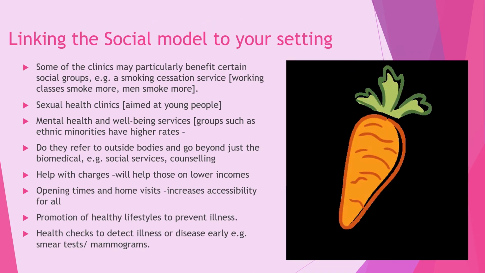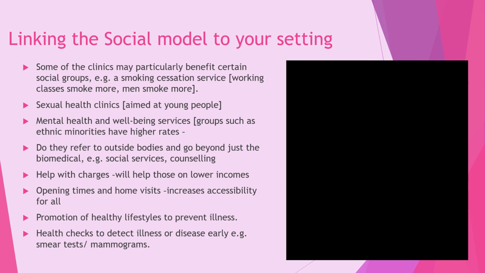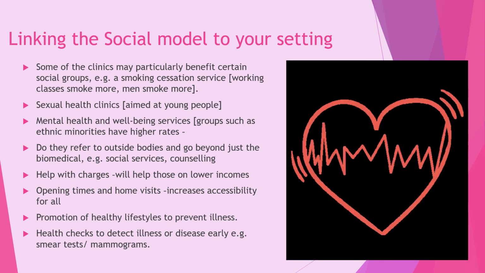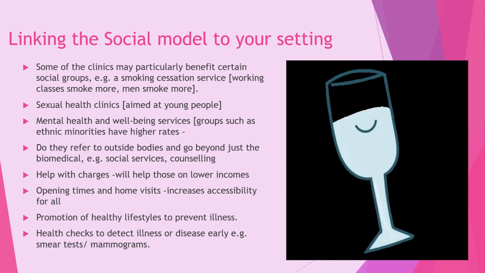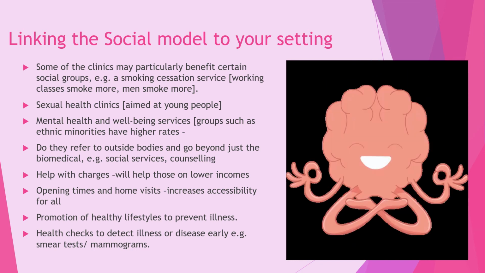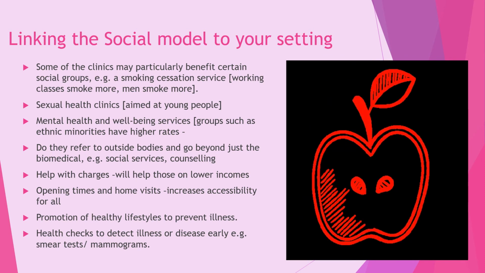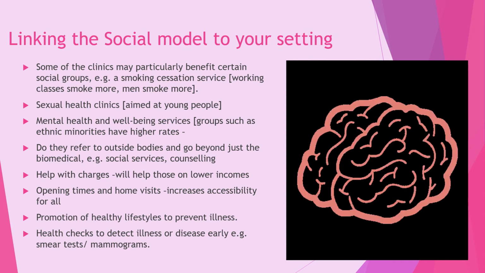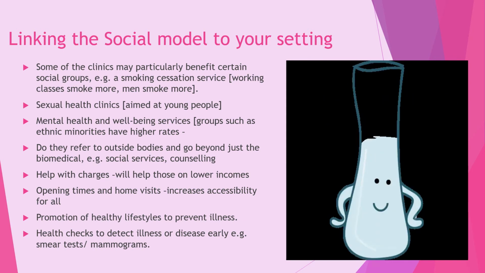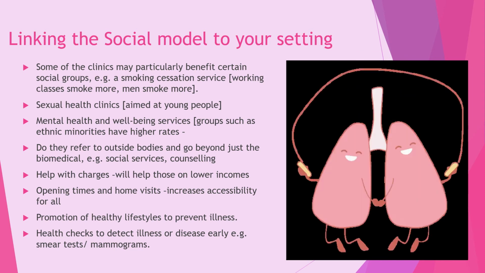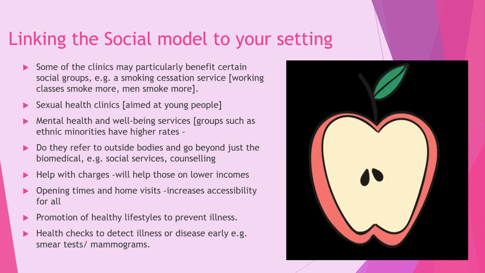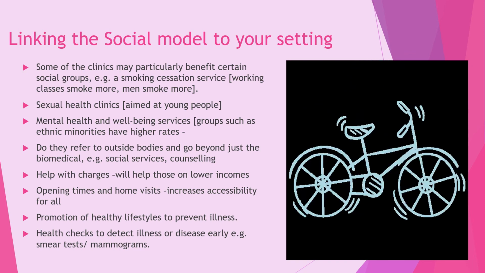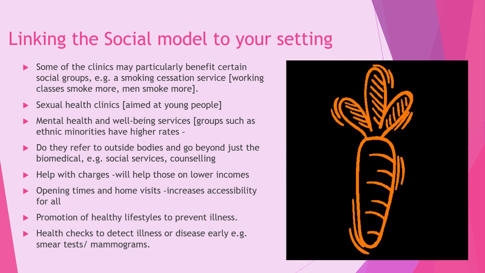Now, linking to our setting, there's a lot of ways we could link the social model to our setting, even though we know they're predominantly going to be biomedical. So we can look at the idea that most practices will offer healthy eating, smoking cessation. They will encourage healthy lifestyle. We've got sexual health clinics, mental health and wellbeing services that are supported through your GP. Your GP might refer you to other agencies beyond the biomedical, so pushing you towards social services, counselling, and some of the social model approaches.